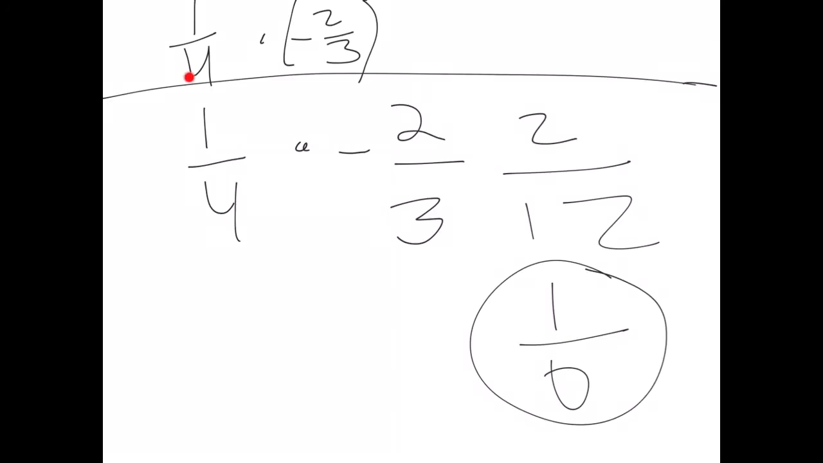I'm multiplying 1/4 times negative 2/3. 1 times 2 is 2. 3 times 4 is 12. 2 twelfths simplifies to 1/6, and that's my final answer.